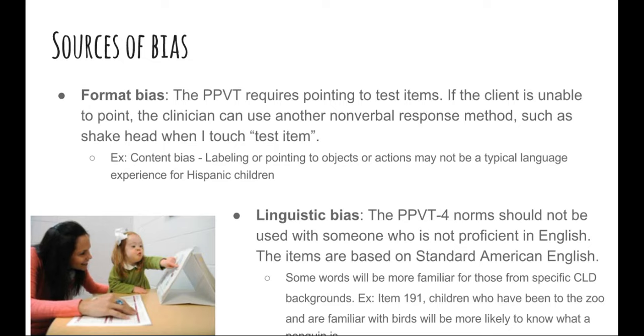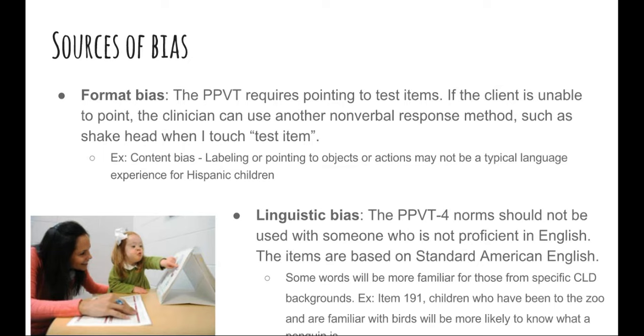Two sources of bias are noted in the PPVT, and they are format and linguistic bias. As far as format bias, the PPVT requires pointing to test items. If the client is unable to point, the clinician can use another nonverbal response method, such as shaking the head when touching a test item. However, another bias present in the PPVT is content bias.